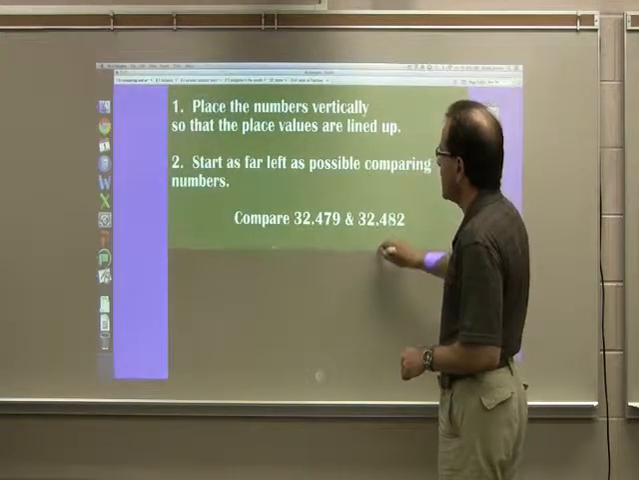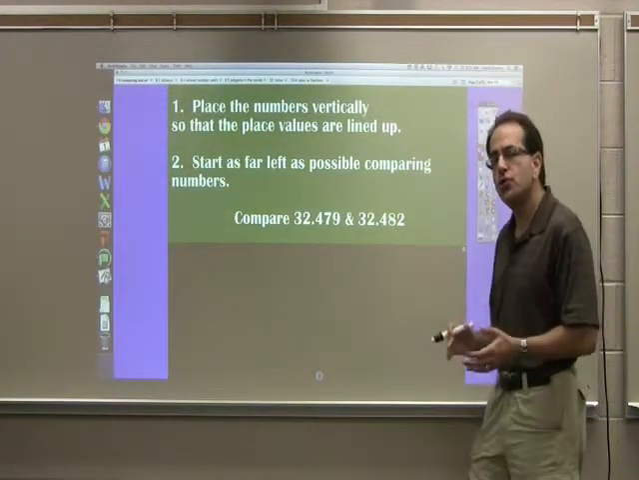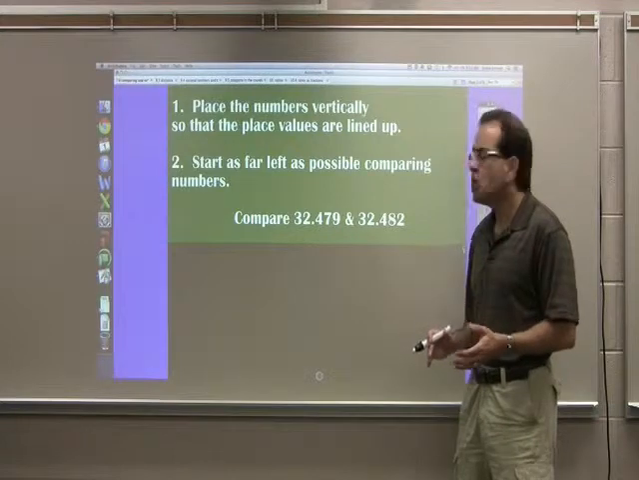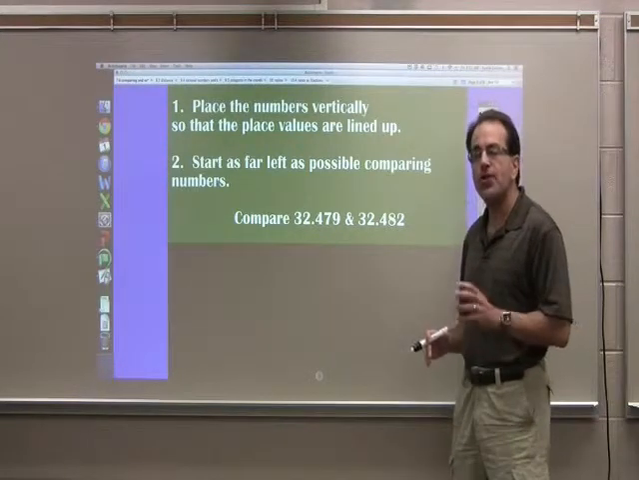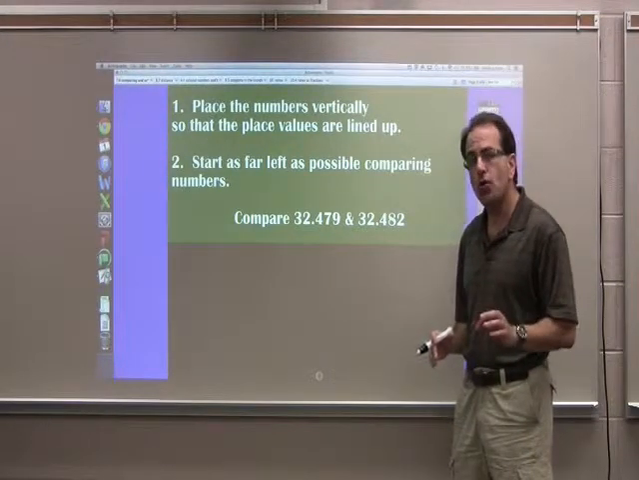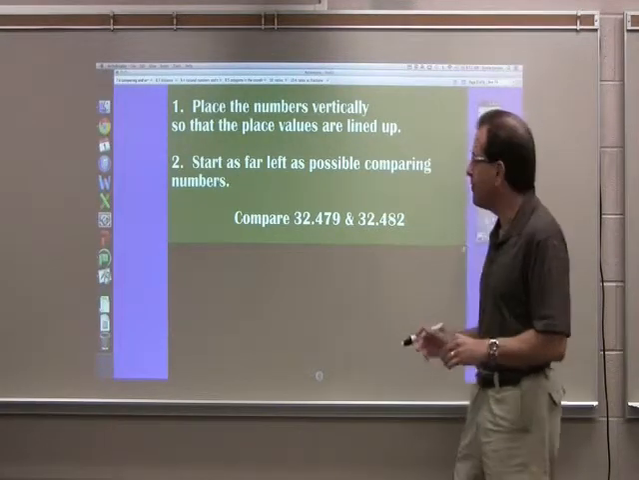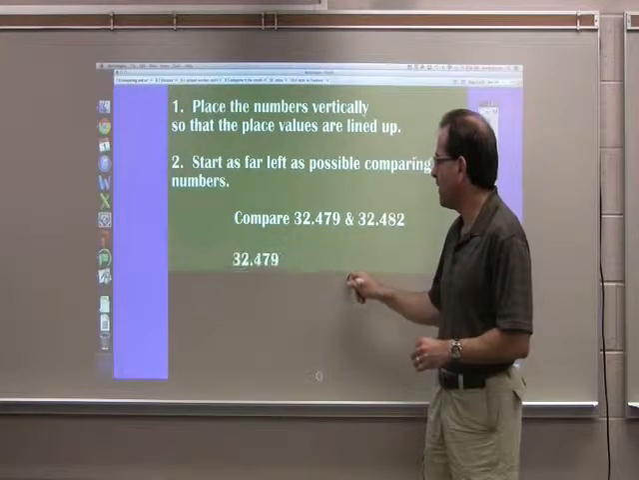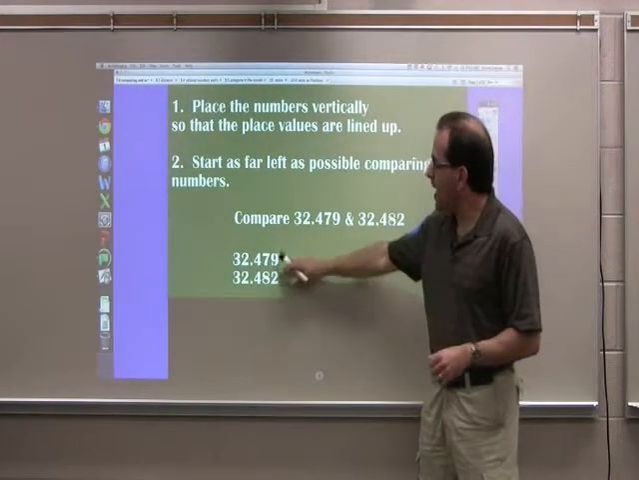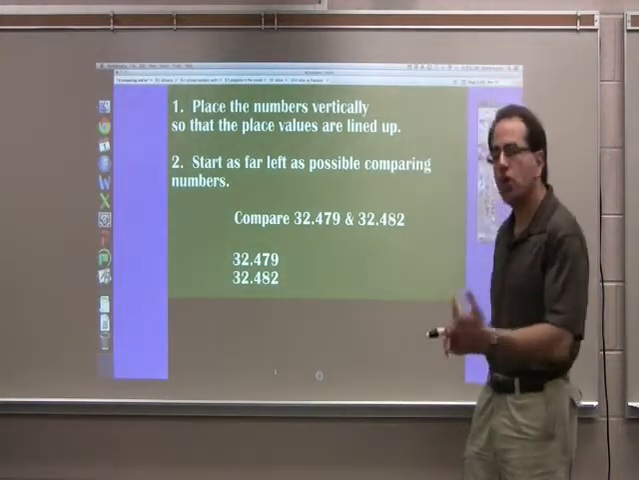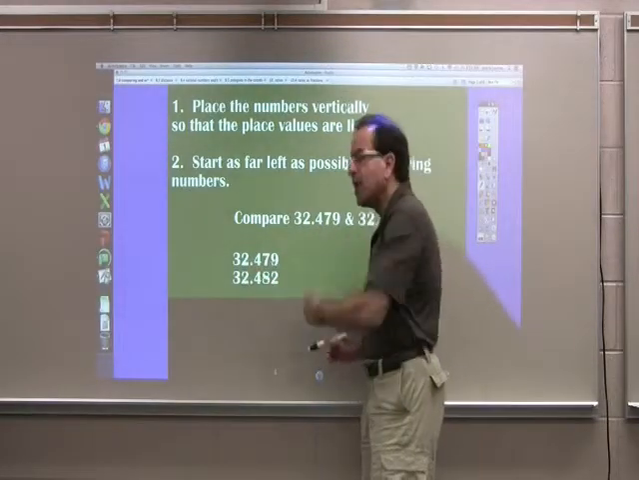All right, there's my rules again. And now we're going to compare the numbers 32 and 479 thousandths to 32 and 482 thousandths. And again, it's important to know your place value. You really should know your place value by now. If not, spend a few minutes learning it. All right, so first I'm going to put those numbers on top of each other vertically, and I'm going to start on the far left comparing the numbers.